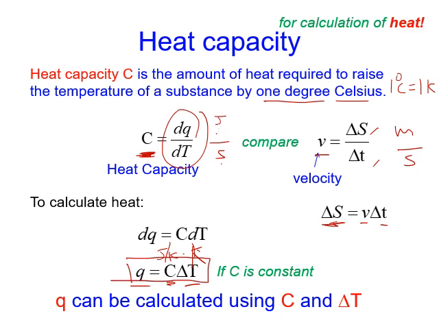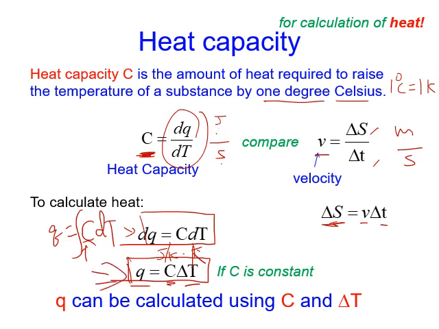If heat capacity is not constant, we can only use a small temperature change times heat capacity, which gives you a small heat change. And so the heat should be calculated by integrating the heat change. So that's when heat capacity changes. But usually heat capacity is a constant, so we can rewrite as Q equals heat capacity times temperature change.